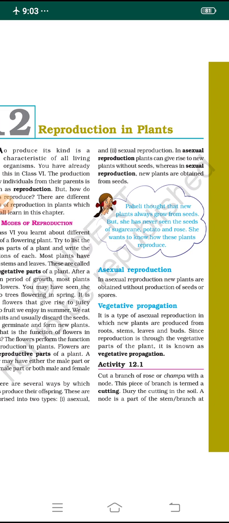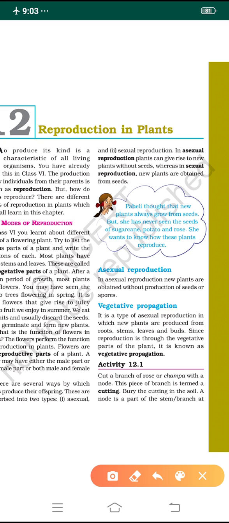You might have seen sugarcane; we do not get seeds. For growing potato, we do not get seeds. For rose, we do not get seeds. But how do they grow? How do they reproduce? For that, there is an answer, and that is nothing but asexual reproduction.